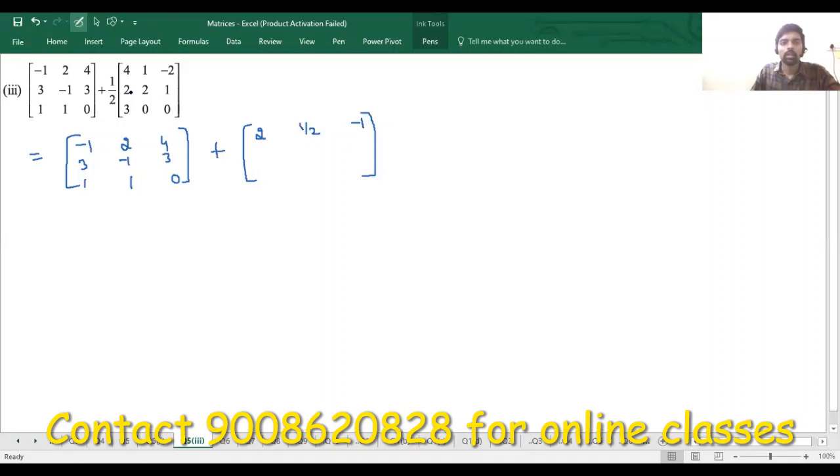So I'll go ahead. Now 2 into 1 is 2. So 2 by 2 is 1. Again here, 2 into 1 is 2. So 2 by 2 is 1. 1 into 1 is 1 divided by 2 as it is. Then 3 into 1 is 3 divided by 2. 0 into 1 is 0. So 0 by 2 is 0. Basically 0 into anything is 0, correct? Then 0 into half is 0.